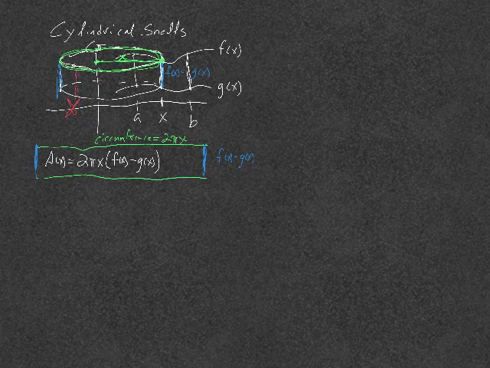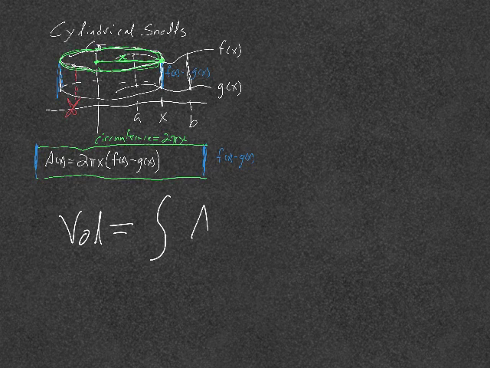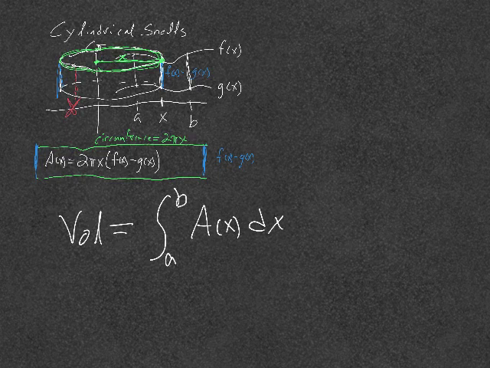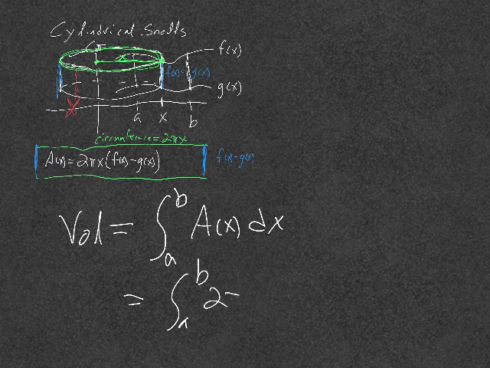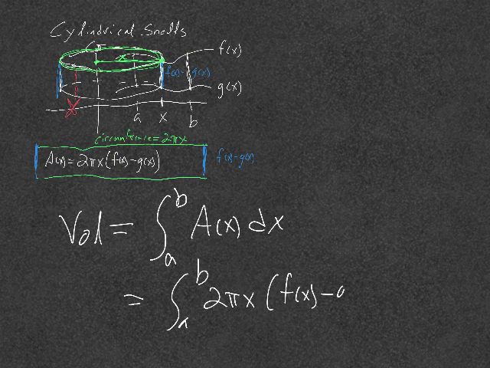So now that we know what the area is, how do we get the volume? Well, it's the exact same process as before. So the volume is still going to be adding together all of these areas, and we're adding them together in the form of an integral. So we're still going to be integrating this area function in terms of x from a to b, but now this area function looks a little bit different. It's now going to be 2 pi x times f of x minus g of x, all times dx.